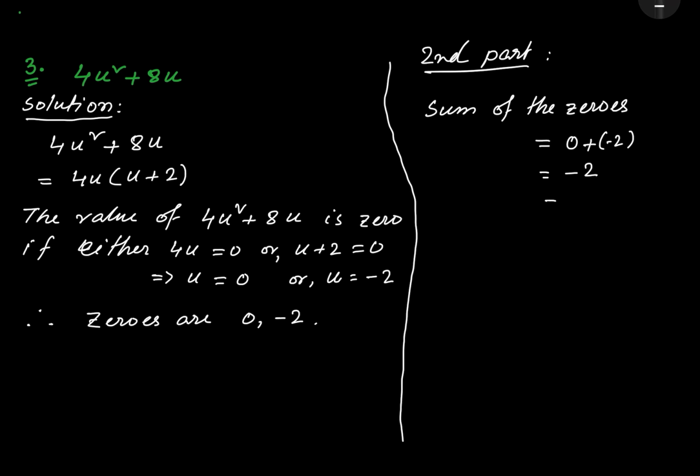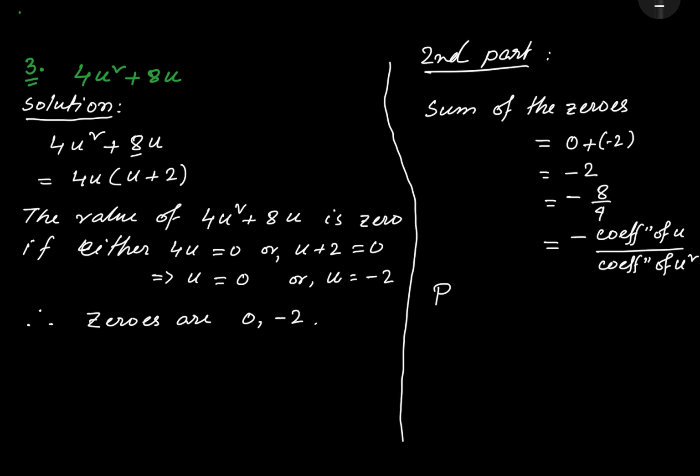So I have to write this is minus b by a, that means coefficient of u by coefficient of u square. So this 2 can be written as 8 by 4. Why am I writing this 8 by 4? Because here coefficient of u is given 8 and coefficient of u square is 4. That is why in place of 8 I can write coefficient of u divided by coefficient of u square.